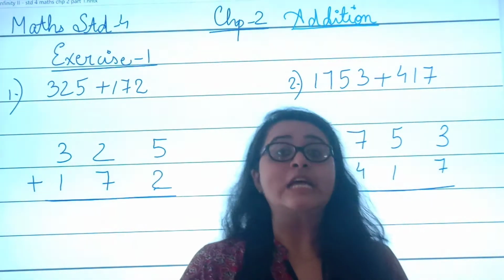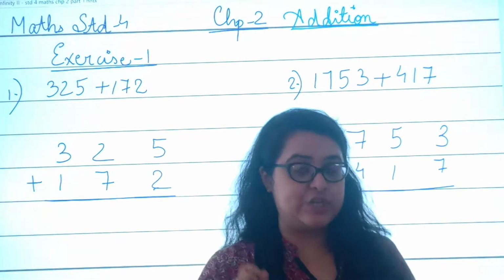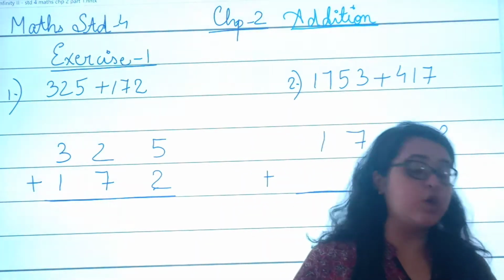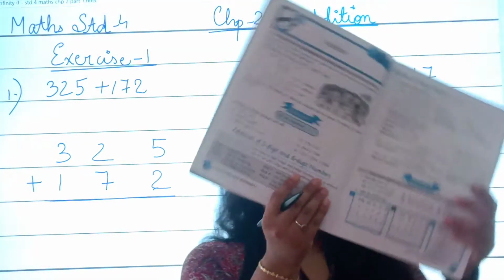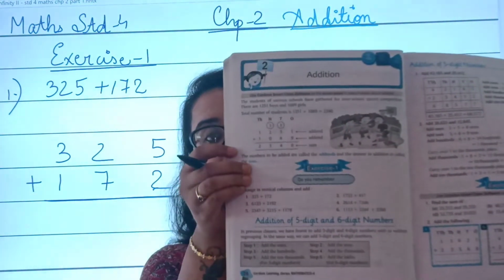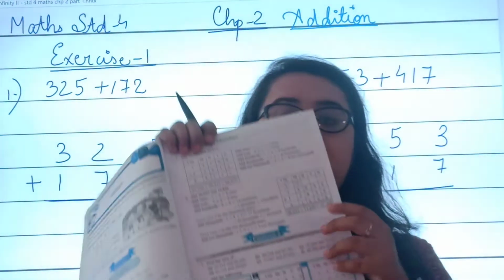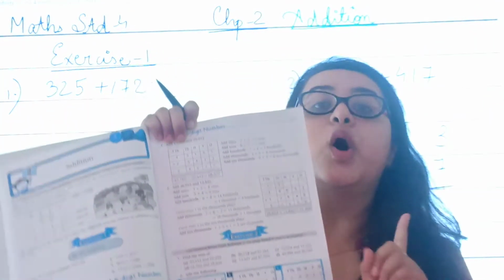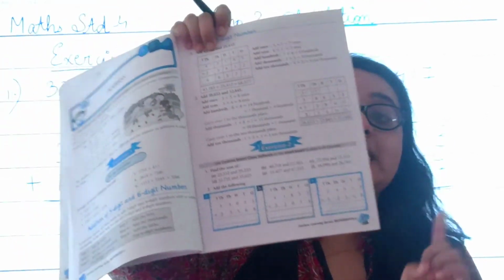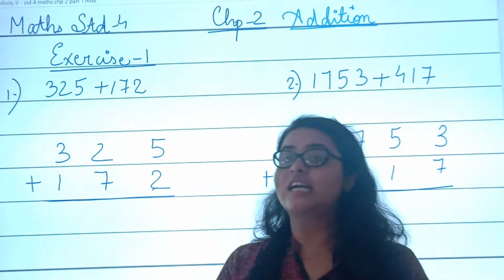So students, now we will be solving the exercise of chapter 2, addition. Our first exercise is on page number 26. You can have a look at page number 26, our first exercise. Understood? After solving the first exercise, we will move to the second exercise. You can solve the sums in the textbook as well, but it's necessary to solve in the notebook as well. I will be sending you the PDF. Understood? So let's start the session.